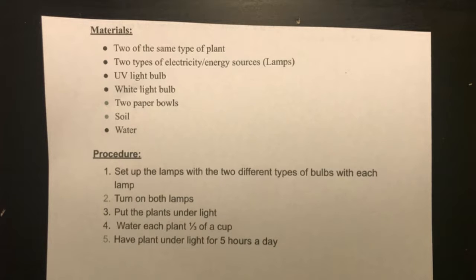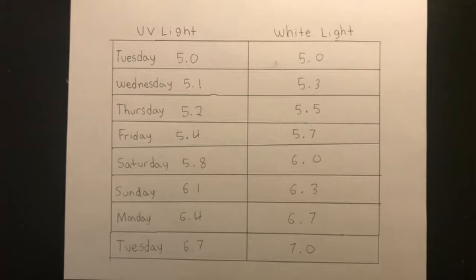Our procedure consisted of 5 steps. Step number 1 was to set up the lamps with two different types of bulbs with each lamp. Turn on both lamps. Put the plants under the light. Water each plant 1/3 of a cup. Have plant under light for 5 hours a day.